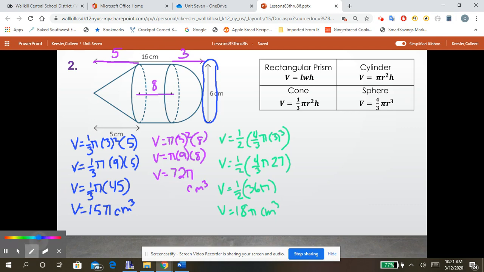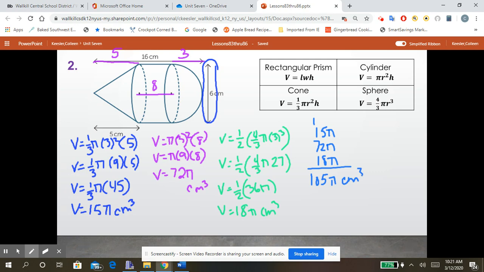So we've got 15 pi, 72 pi, and 18 pi. Well, 8 and 2 is 10 plus 5 more is 15. And then 7 plus 3 ones there is going to be 10. So it's 105 pi centimeters cubed if we're making this be in terms of pi and the exact volume.